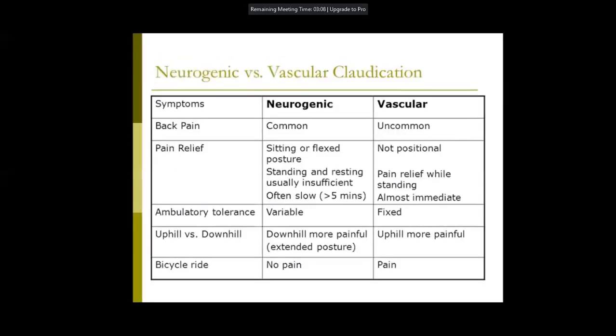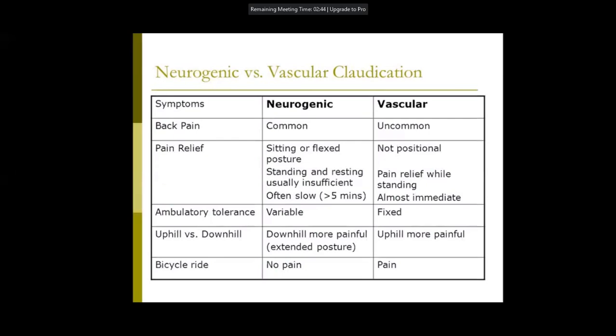How do we differentiate them from vascular claudication? This table summarizes everything. Patients with neurogenic claudication have more back pain. In vascular claudication, usually they uncommonly have back pain. In neurogenic claudication, the pain is relieved by sitting, a flexed posture, or squatting, and the pain relief is slow and gradual. In vascular claudication, it is not related to position.